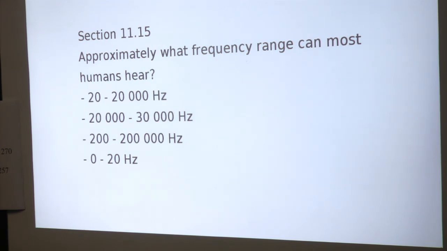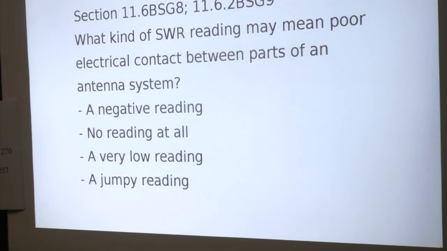All right. Approximately which frequency range can most humans hear? Number 1. 20 to 20,000? Yep. What kind of SWR reading may mean poor electrical contact between parts of an antenna system?